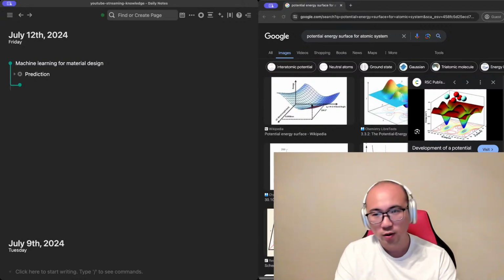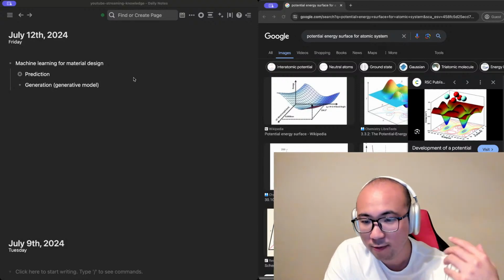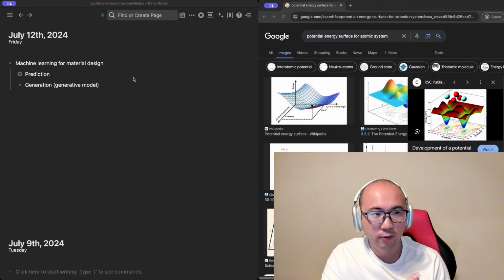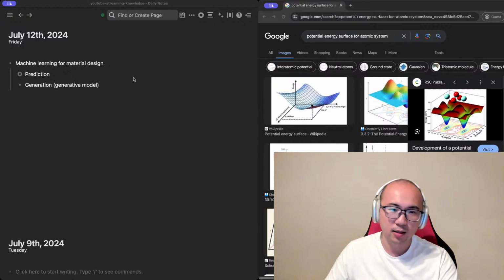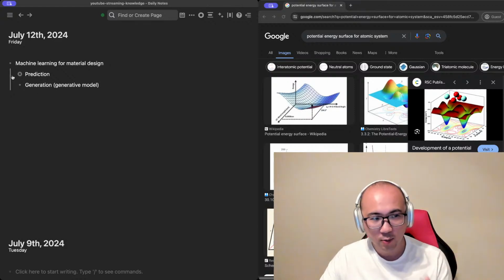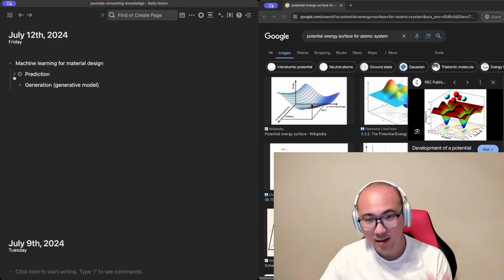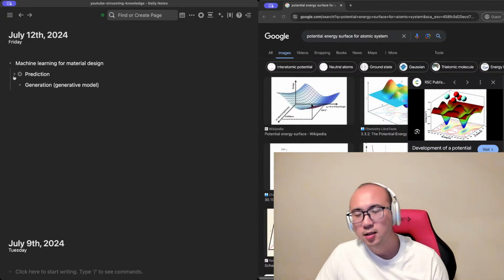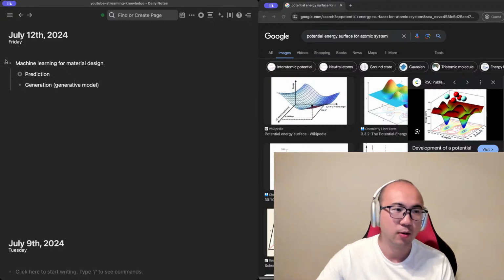So right now we're doing the prediction, and we can also do another thing called generation. Generation will be the generative model, so this will be very different from the first class. The first class is prediction, which means I have the data. In the first one we're trying to learn the potential energy surface, but in the second one we're trying to learn the probability distribution of the ground state, because we want to predict chemicals which are in the ground state, which are stable.